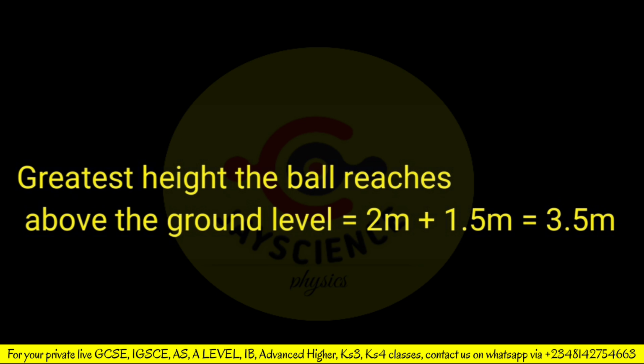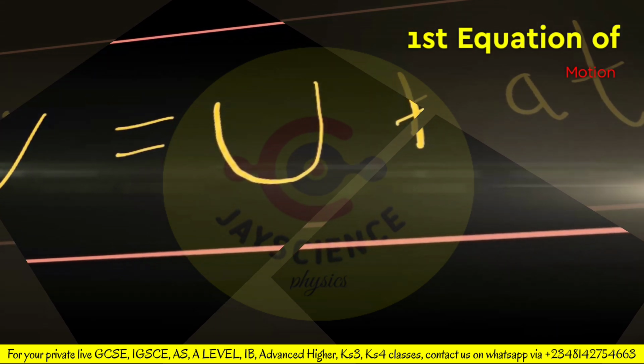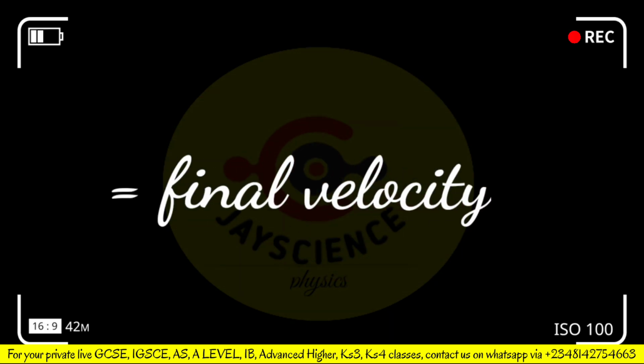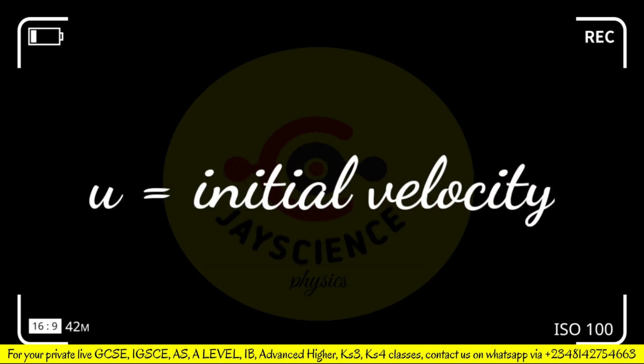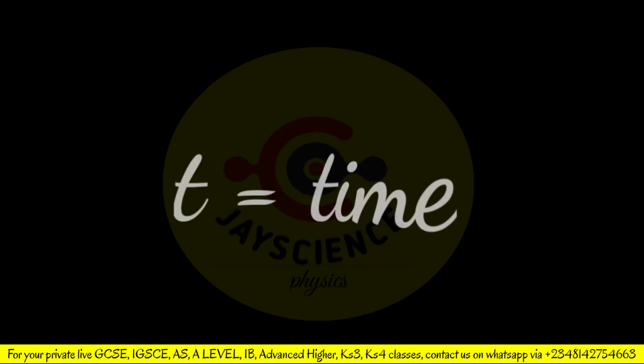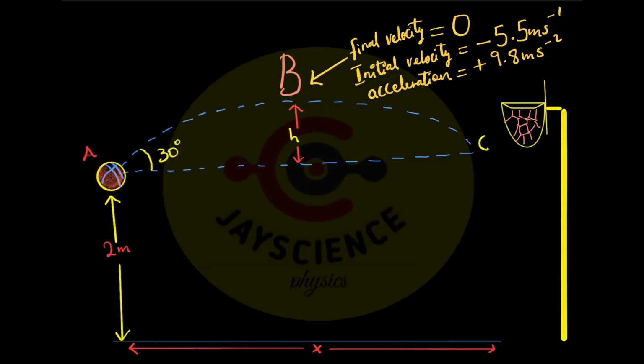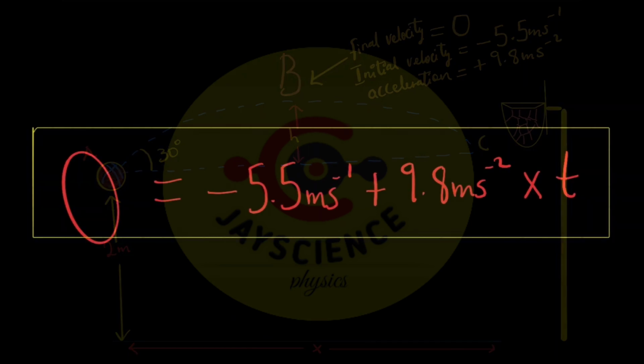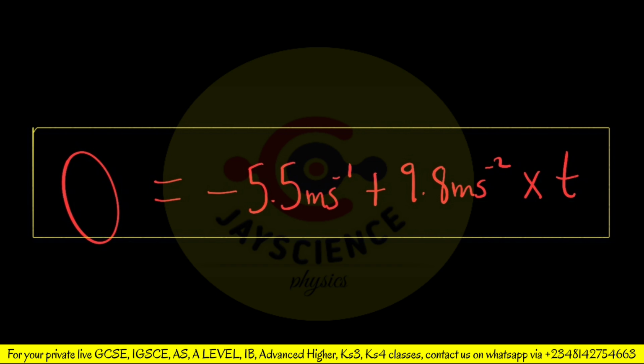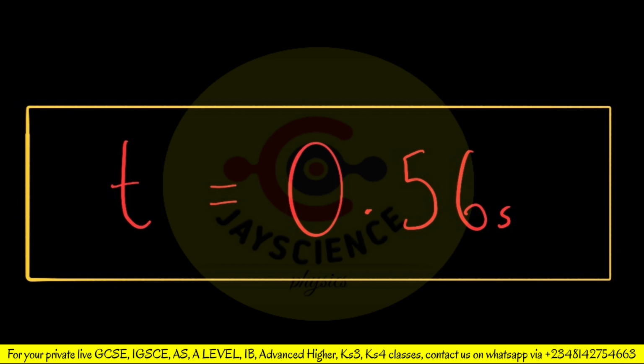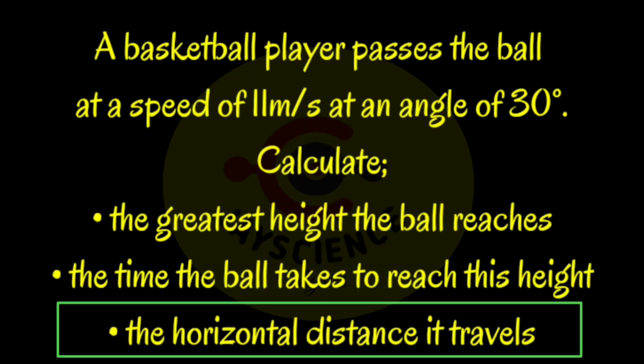2. To get the time taken for the ball to reach that height, just use the equation of motion. V equals u plus at. V representing your final velocity, u initial velocity, a your acceleration, which in this case you change to g, that is acceleration due to gravity. That becomes 9.81 meters per second squared. And then the time. So rearrange the equation, make time the subject, you get 0.56 seconds.